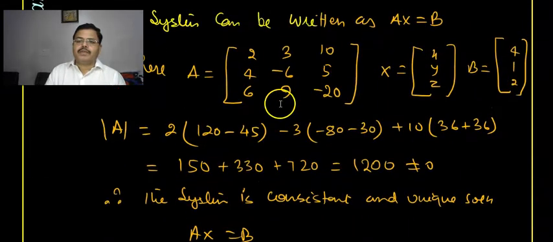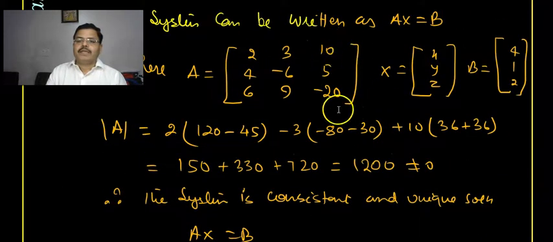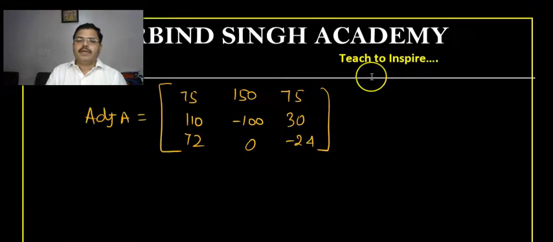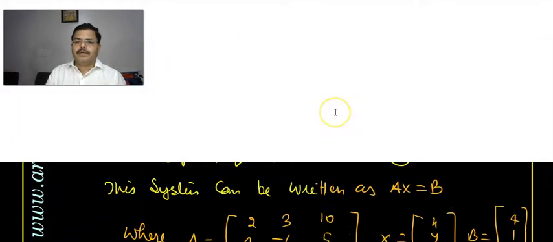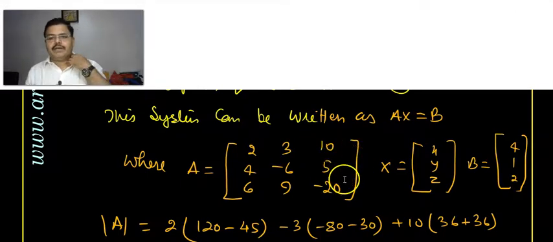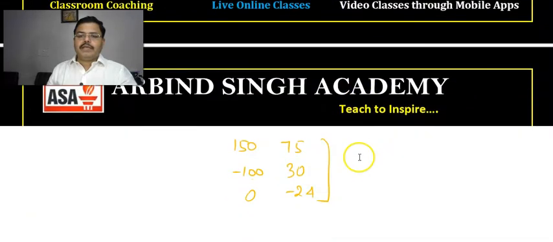Now the third row and second column: this cancels. 5 2 is 10 minus 40. 10 minus 40 is minus 30, and the sign will change, so it would be plus 30. And the last one: this cancels and this cancels. 6 2 is 12 minus 12 and minus 12, minus 24. Minus 24 will come. Let me check if there is any mistake. 6 is the only negative coefficient, the rest of them are positive only. Okay, no problem. So we will write that.